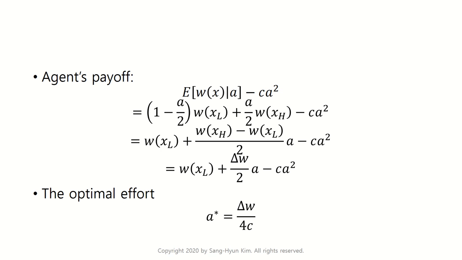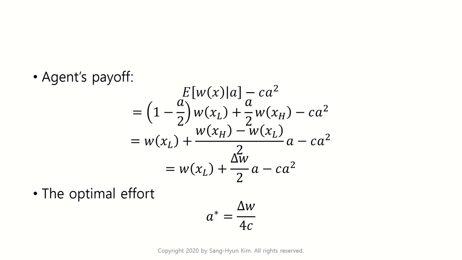So this is very simple, nice. So we like it. And you can try to understand what that means, and it's easy to understand. So the optimal effort level increases as delta W increases. So what is delta W? Delta W is the additional wage when the output is high.